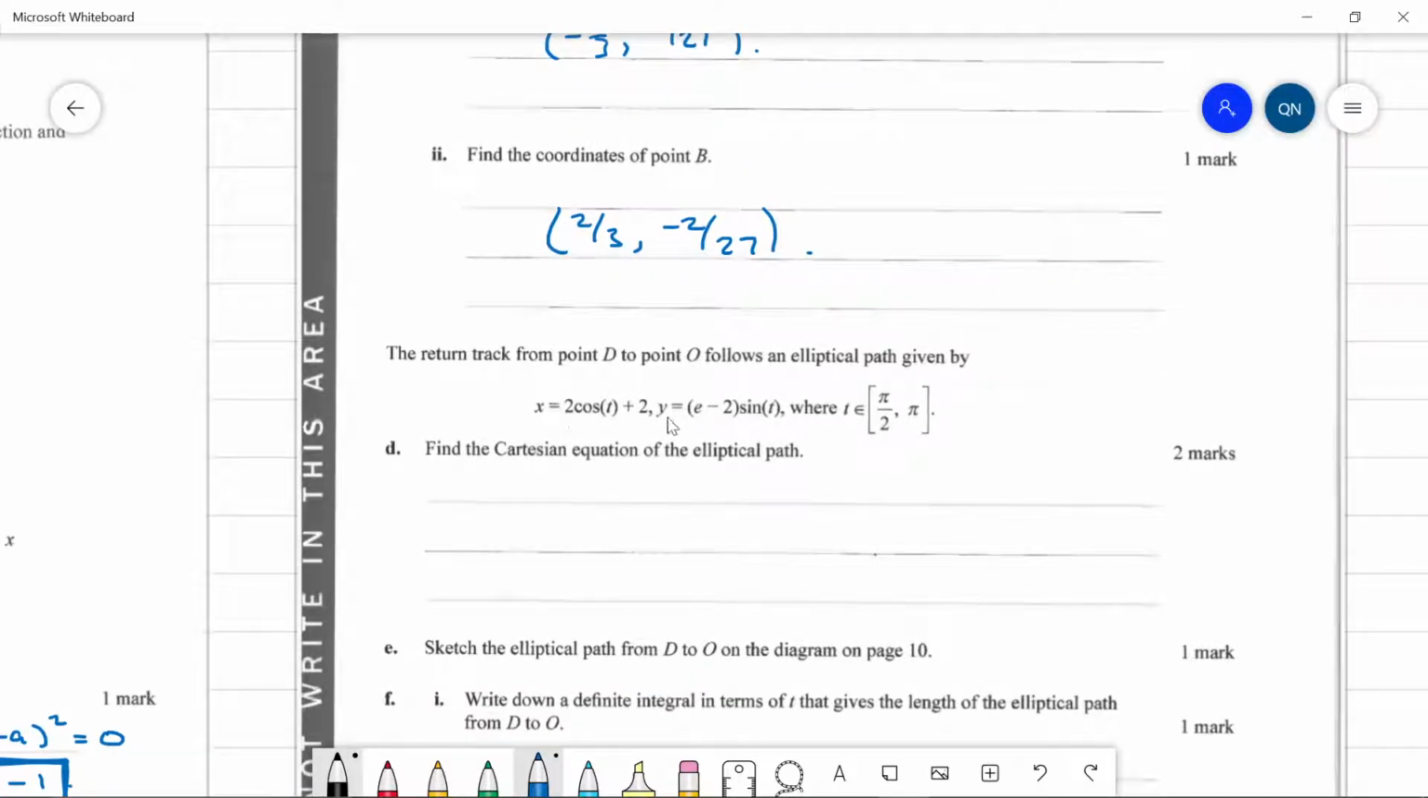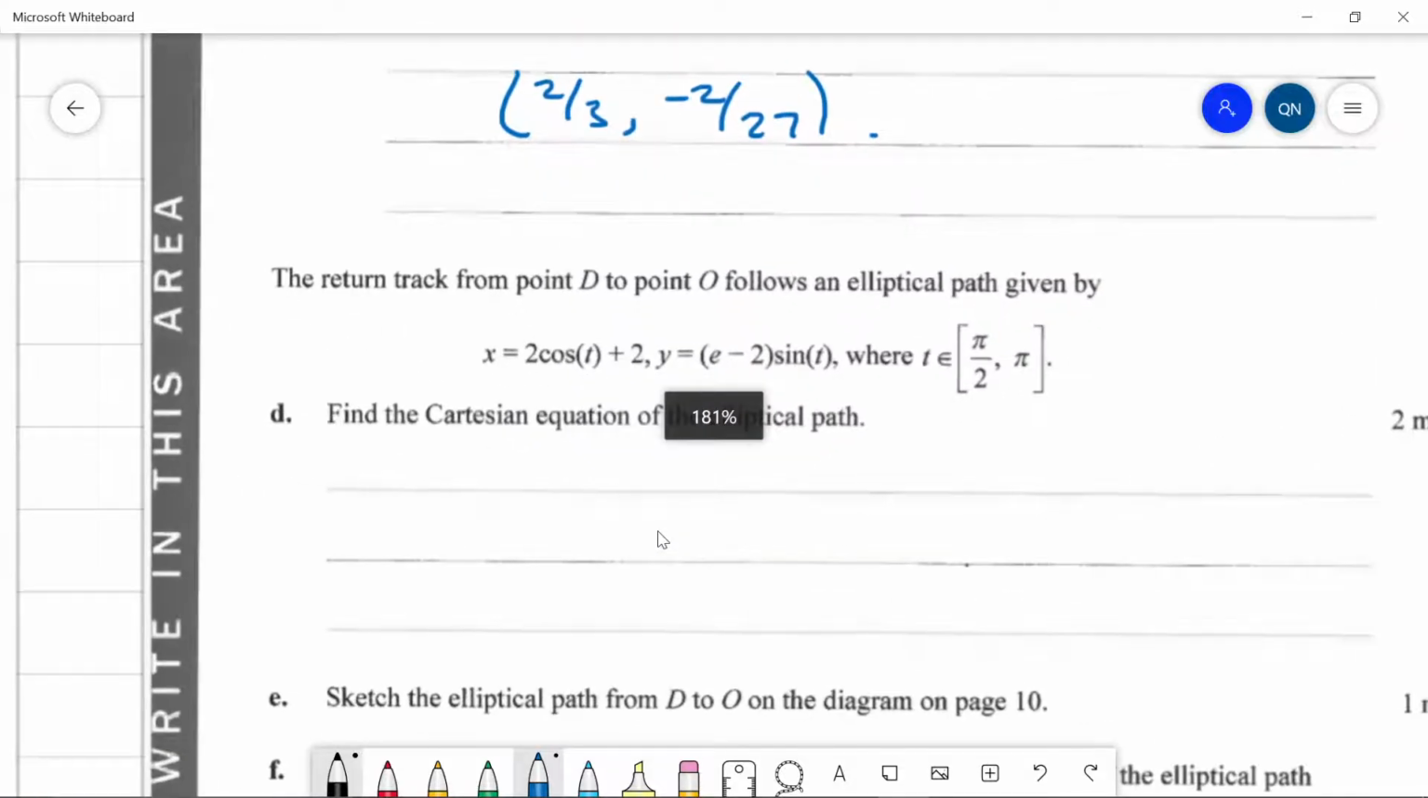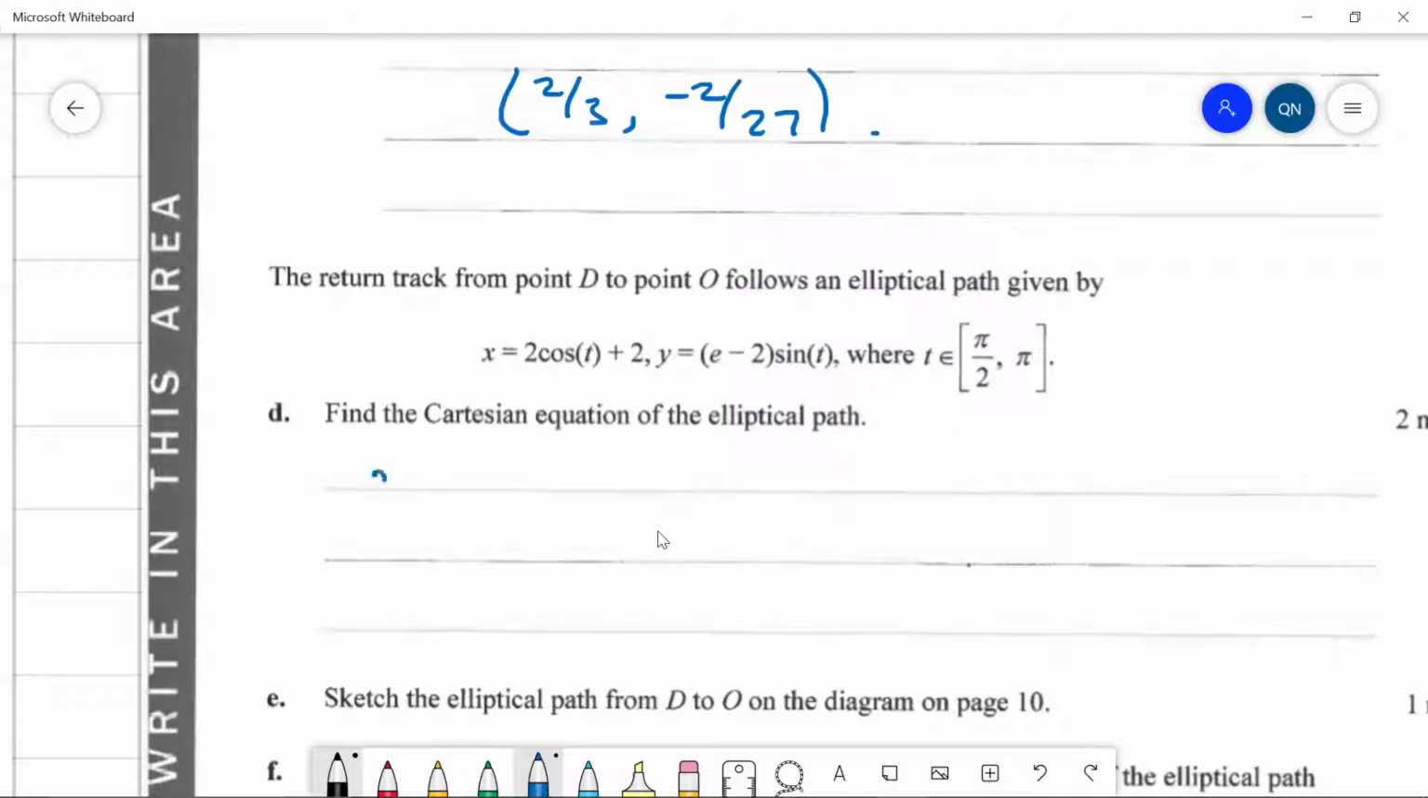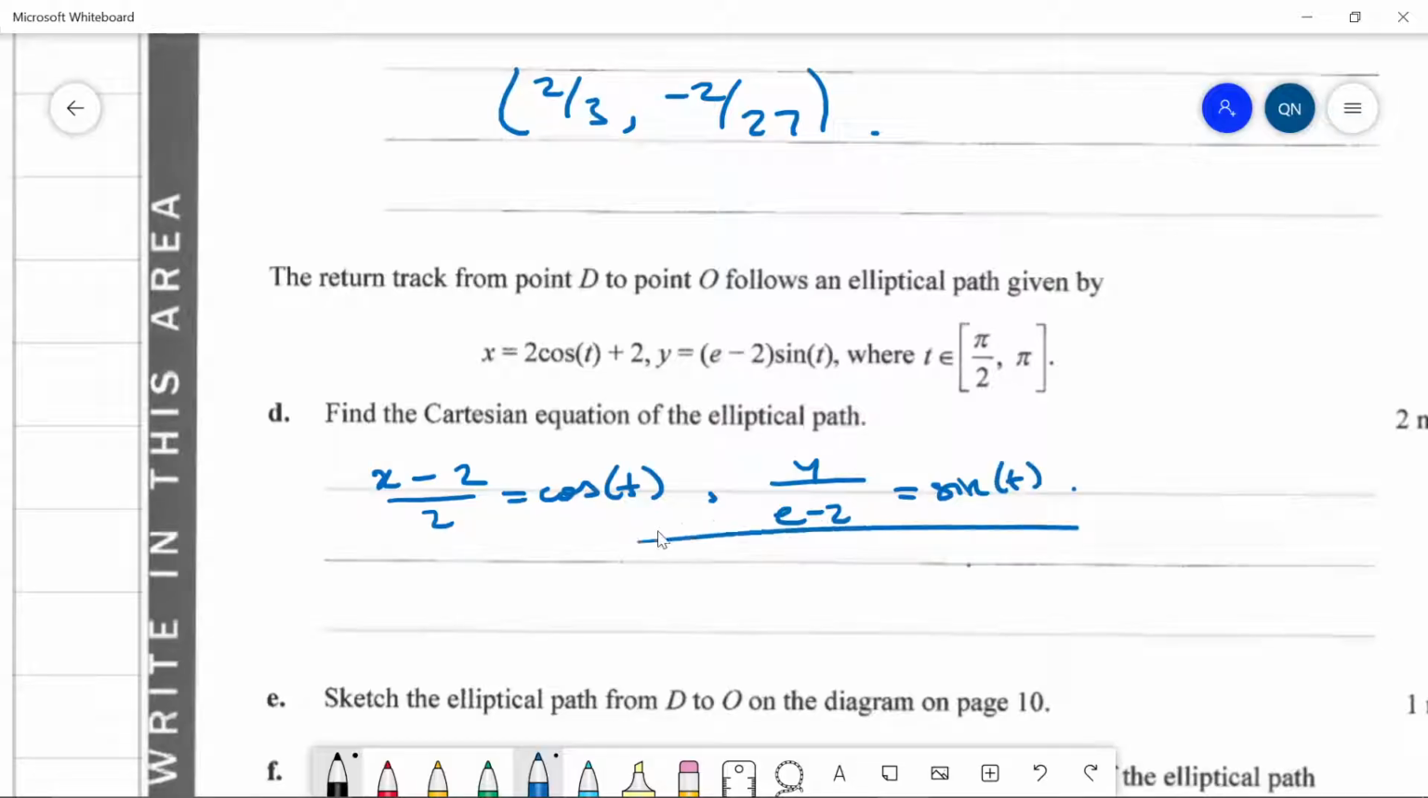We have x equals the thing with the cosine, y equals the thing with the sine. Find the Cartesian equation of the elliptical path. So we've just got to rearrange for cosine and sine. So we have (x minus 2) over 2 equals the cosine of t, and we have y over (e minus 2) equals the sine of t. So we've just got to square both of these and add them together.